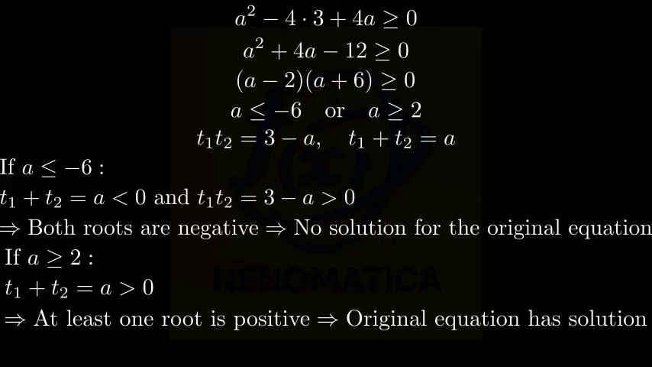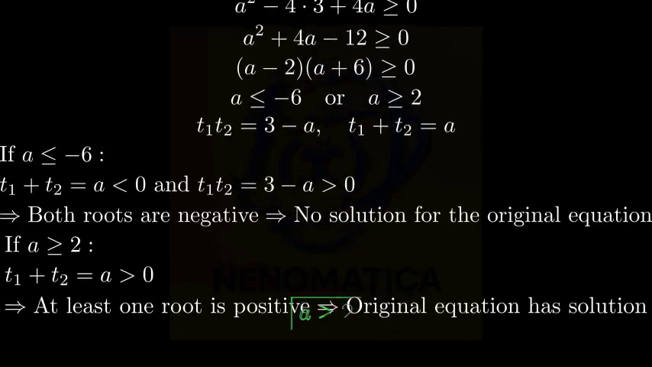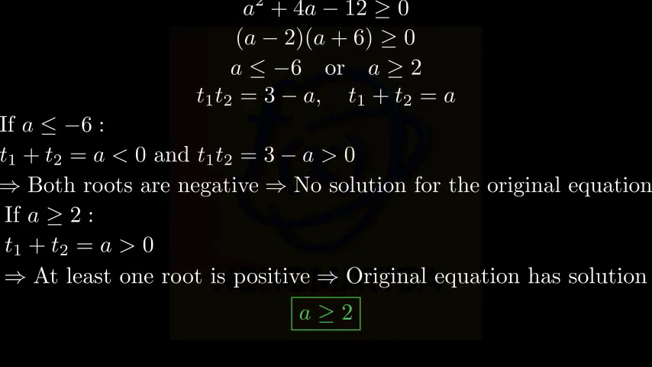For a greater than 2, the discriminant is positive, giving two distinct roots. Since their sum is positive and their product can be either positive or negative, at least one of the roots must be positive. Therefore, for a greater than or equal to 2, the original exponential equation has at least one solution. So, the values of the parameter a such that the given equation has at least one solution are a greater than or equal to 2.